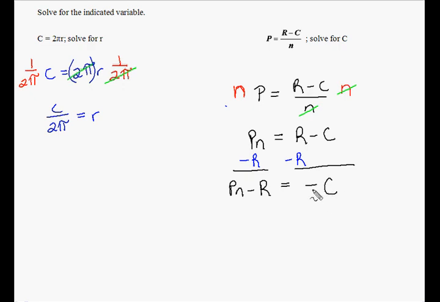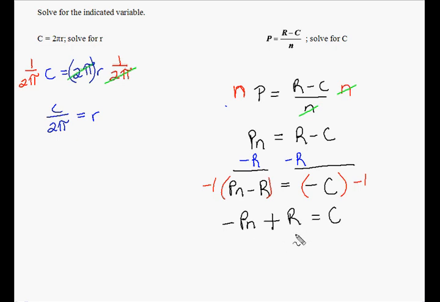Since c is not alone yet because of this negative sign sitting out in front, I'm going to multiply both sides of the equation by negative 1. Now remember, this is the distributive property. We have multiplying on the outside and adding on the inside. Subtraction is the same as adding the opposite. So that gives me negative Pn plus r equals c.